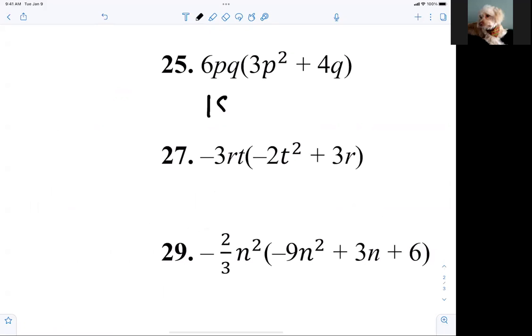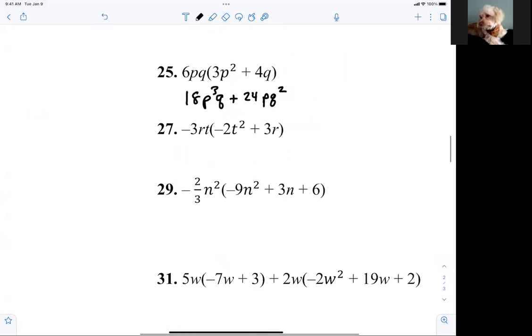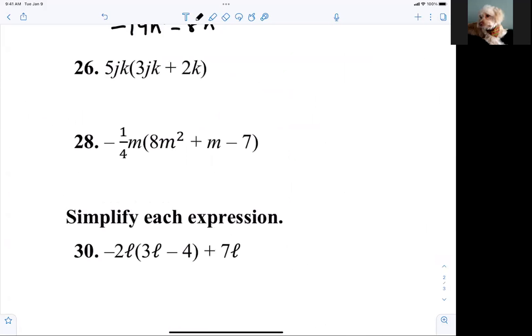Which one is to the third power? That is right. And then plus 24. Good, good, good. Come on. Like I said, don't let me do the work. You try first. Yeah, you're doing 26.